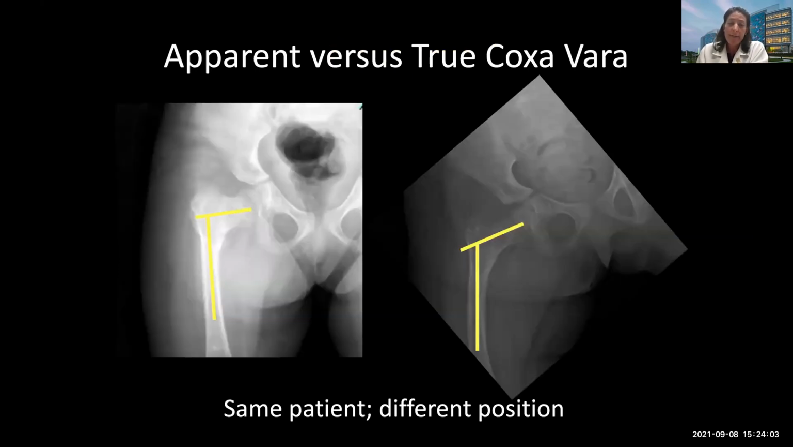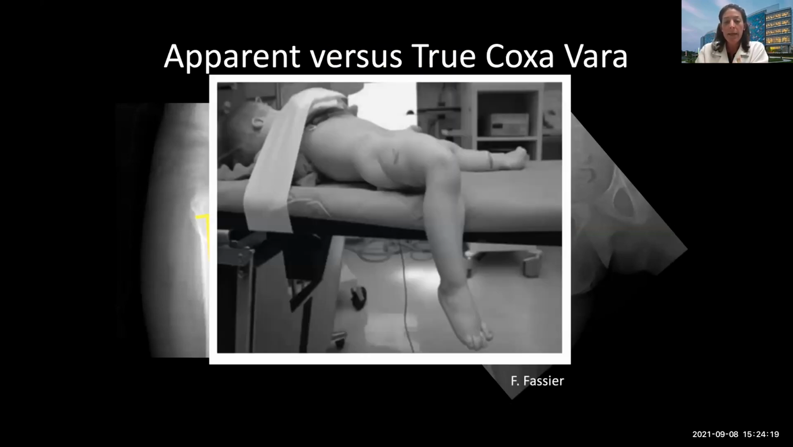It's important to distinguish true coxa vara versus apparent coxa vara. This is actually, in these figures, the same patient, but in a different position. So the bowing of the femur and how the patient is positioned can sometimes be misleading. And again, Dr. Fassier described in his paper the proper positioning to obtain an X-ray to determine true coxa vara.